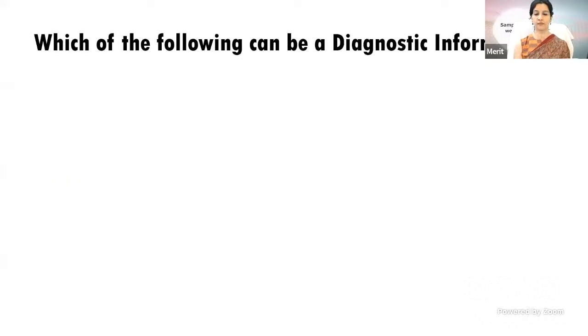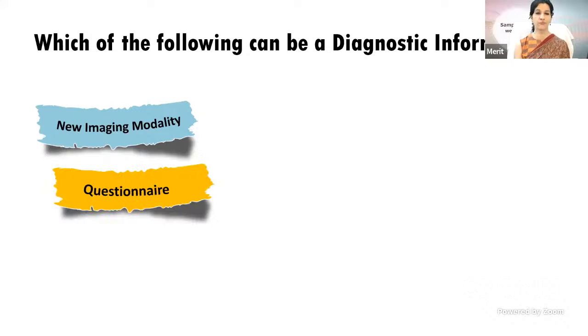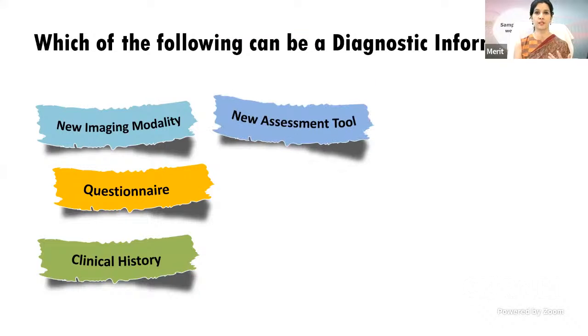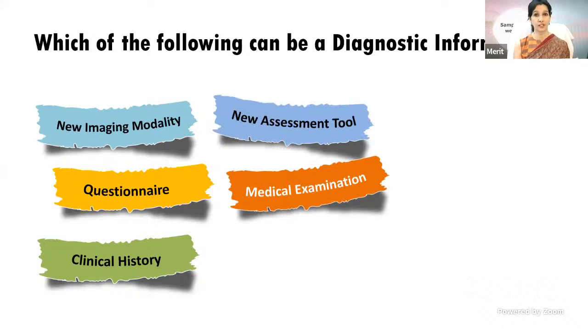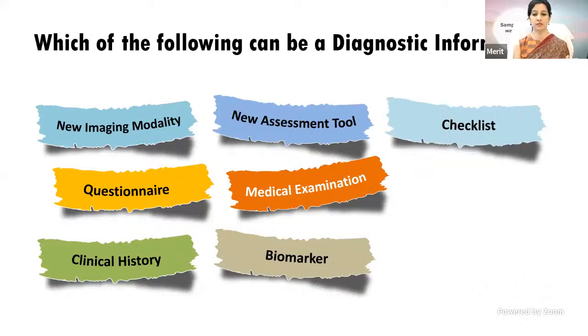So now, which of the following can be diagnostic information? In this case, a new imaging modality, yes, it is a diagnostic tool. A questionnaire, many a time like PHQ-9 in psychiatry, is a tool where on the basis of the score, we identify whether the person is diseased or non-diseased. From the clinical history, definitely, this is also diagnostic information, because you have a clinical suspicion of something, then only you send that person for a particular diagnostic study. There is a new assessment tool, your medical examination findings, a value of a biomarker, a checklist.